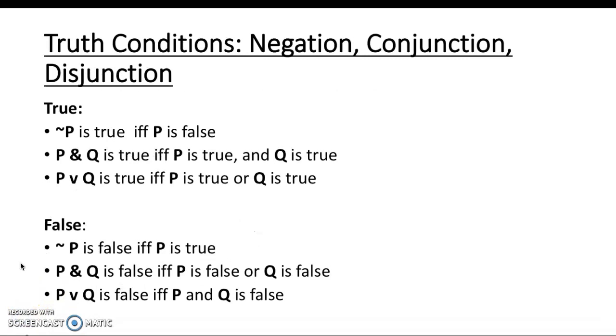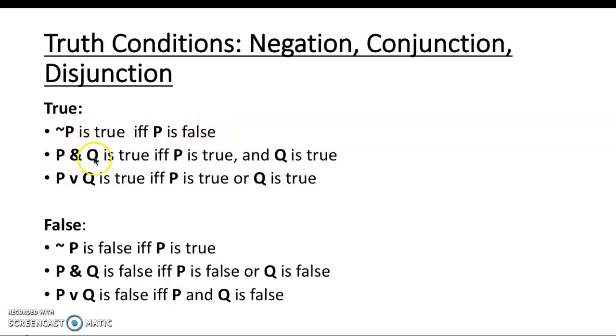That will become important in understanding how truth tables work, but before we get there, we need to briefly understand what the truth conditions of these sentences look like. Well, consider a sentence not P. What's going to make a sentence not P true? Well, not P is going to be true under the conditions that P itself is false.